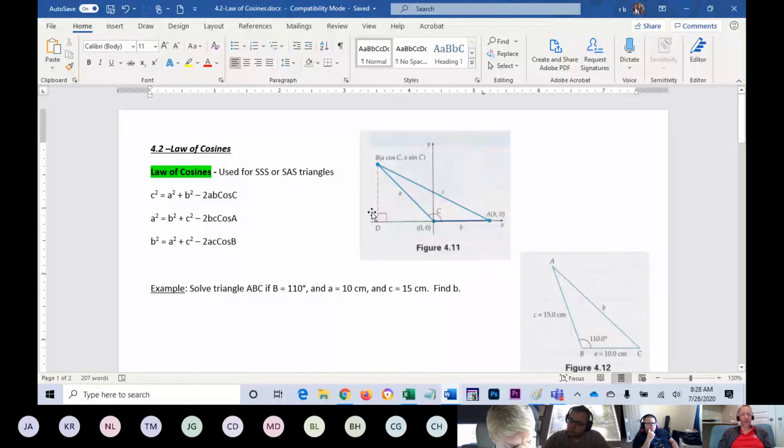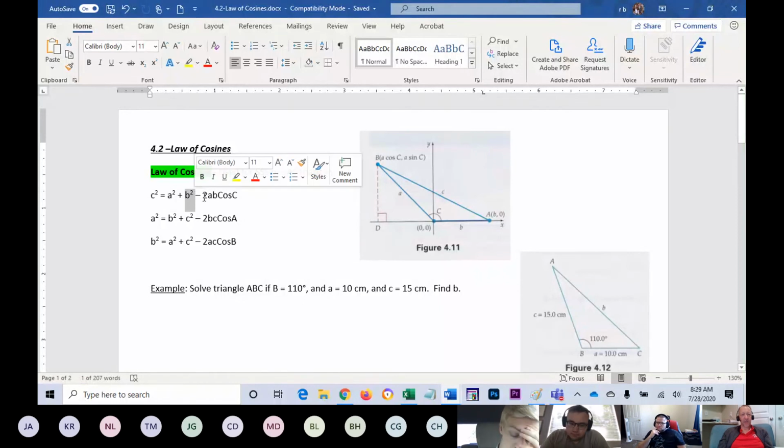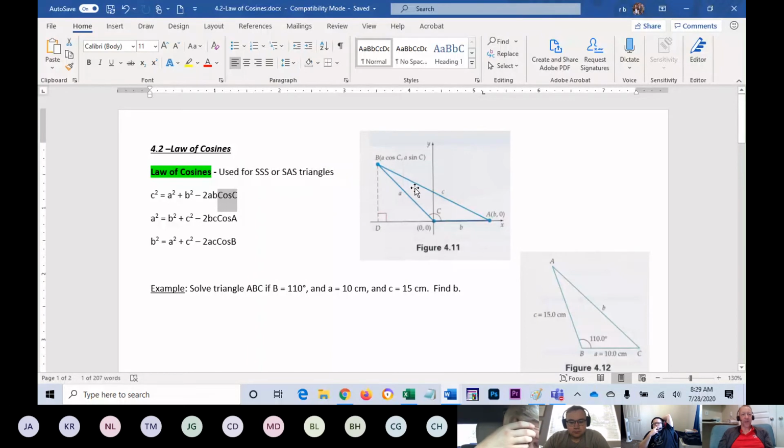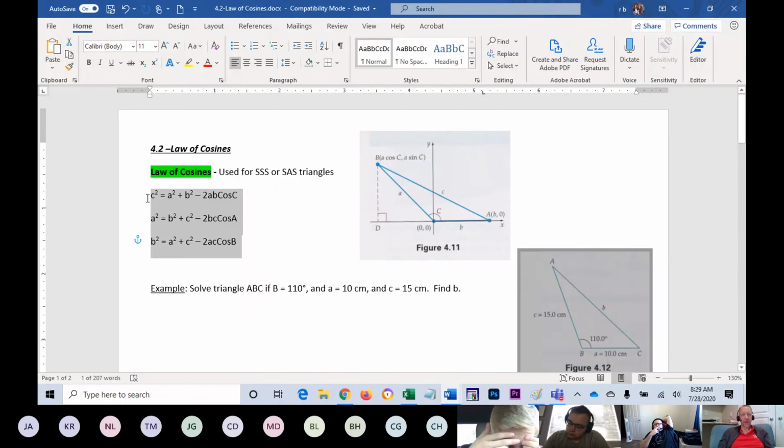So the idea here is you've got the two sides squared, minus 2 times those, and then the cosine that's in between. So if you've got a and b, you've got the cosine of the angle in between, and it works with any of them. So these three here are your law of cosines.